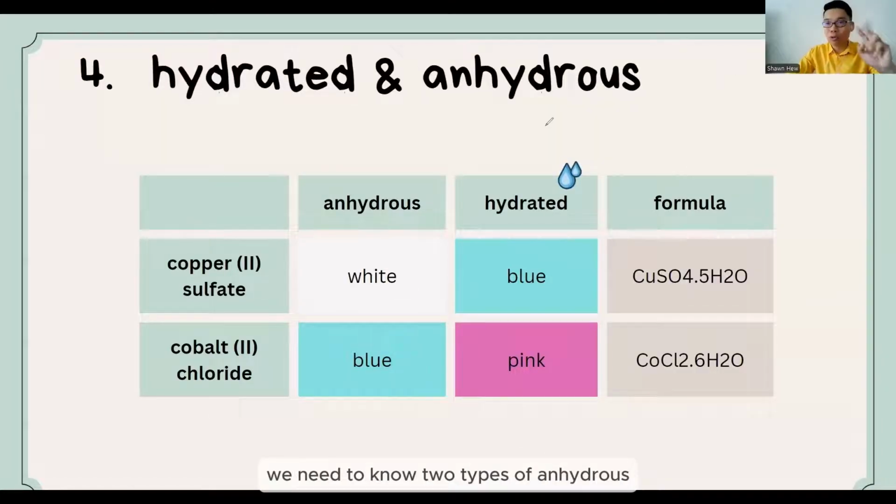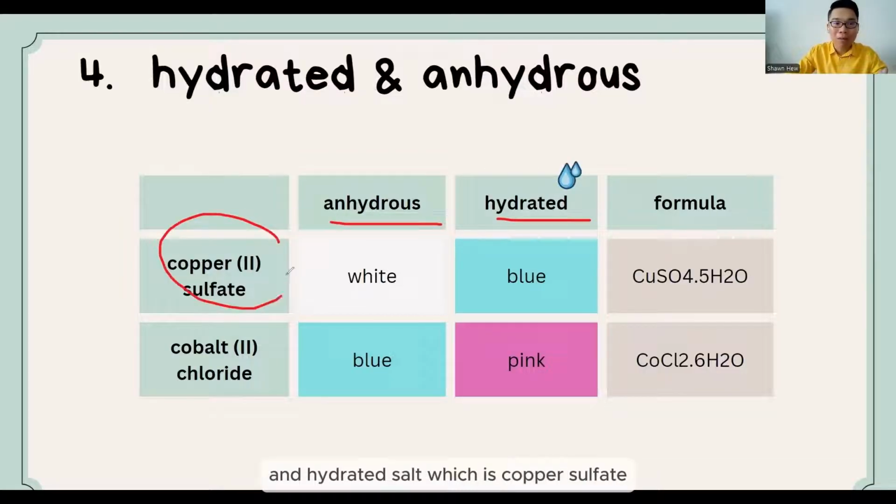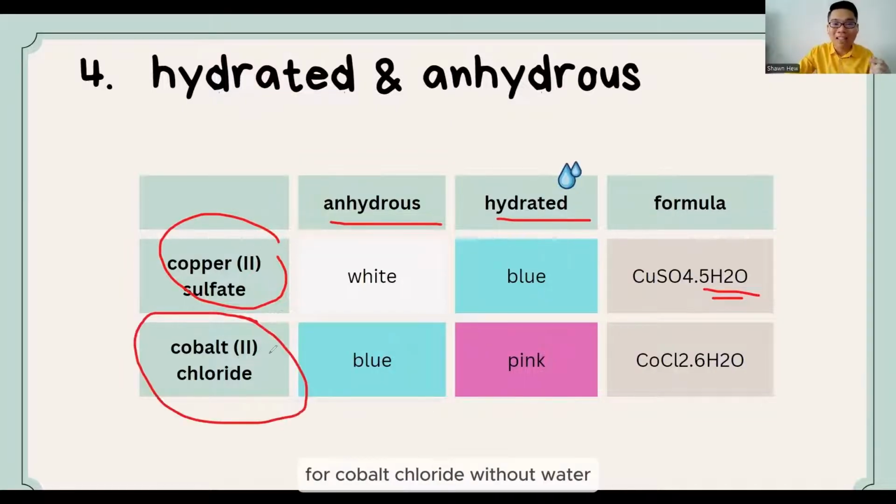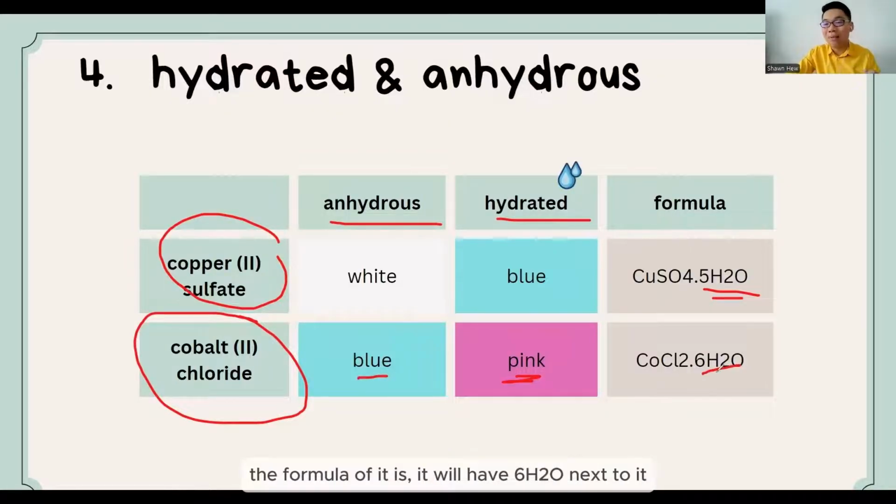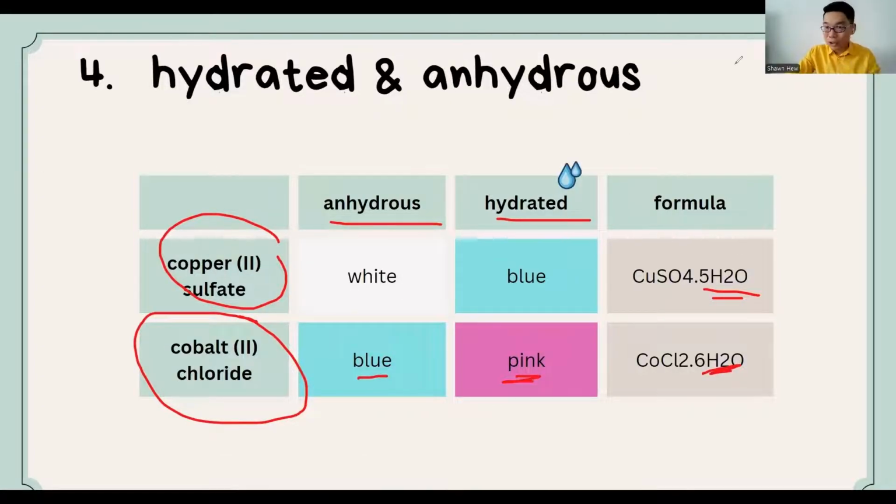Okay, let's go for the last part of salts. We need to know two types, anhydrous and hydrated salt, which is copper sulfate. Copper sulfate with no water in it is white. When we add water, it's blue, and it will have 5H2O. For cobalt chloride, without water it's blue. Add water, it will become pink. The formula will have 6H2O next to it. So 6H2O is for cobalt chloride, which is a pink color.